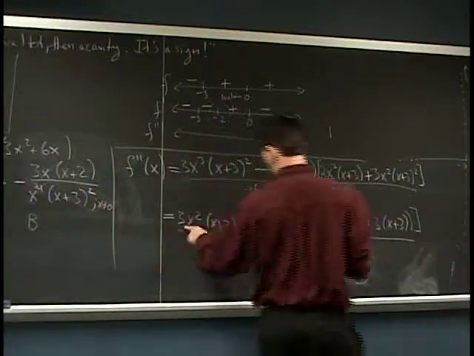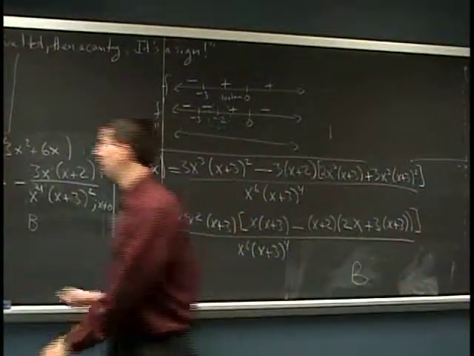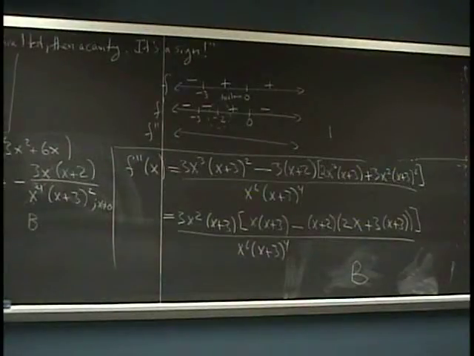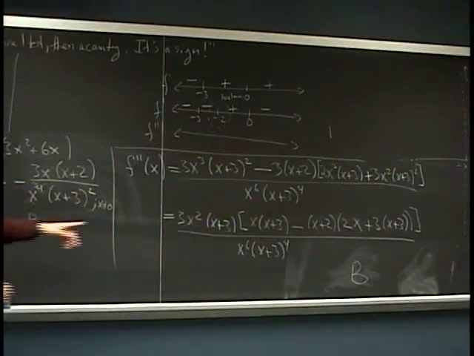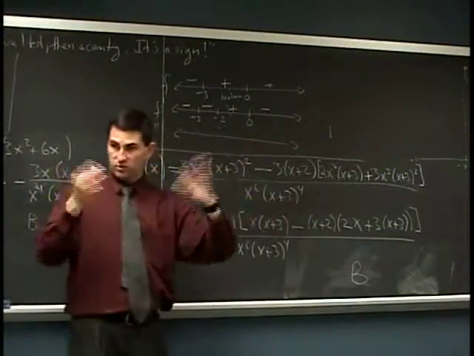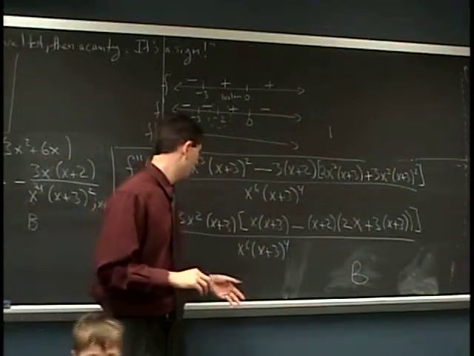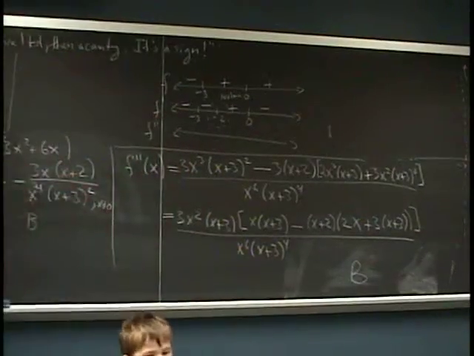All right, so let's see. I can copy the first bit, 3x squared times x plus 3. And let's see what's on the inside. So, well, I'm going to have to expand all this out, and then it should cancel a little bit. Okay, I have an x squared plus 3x.